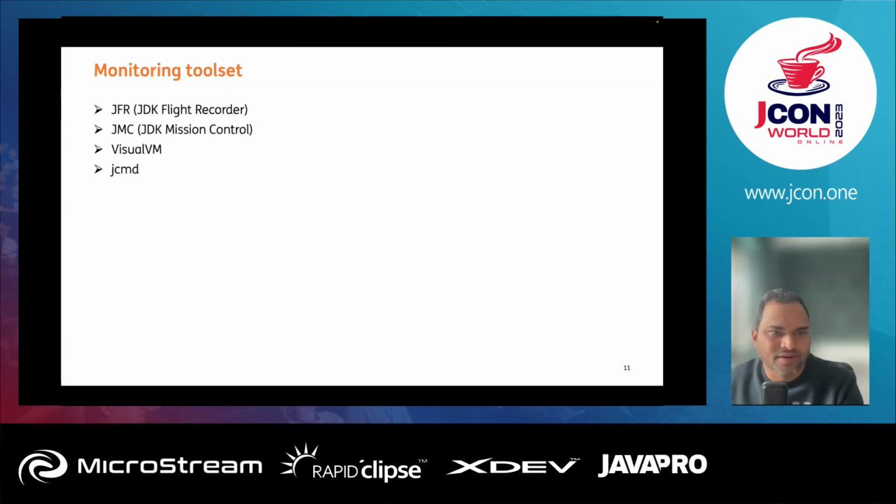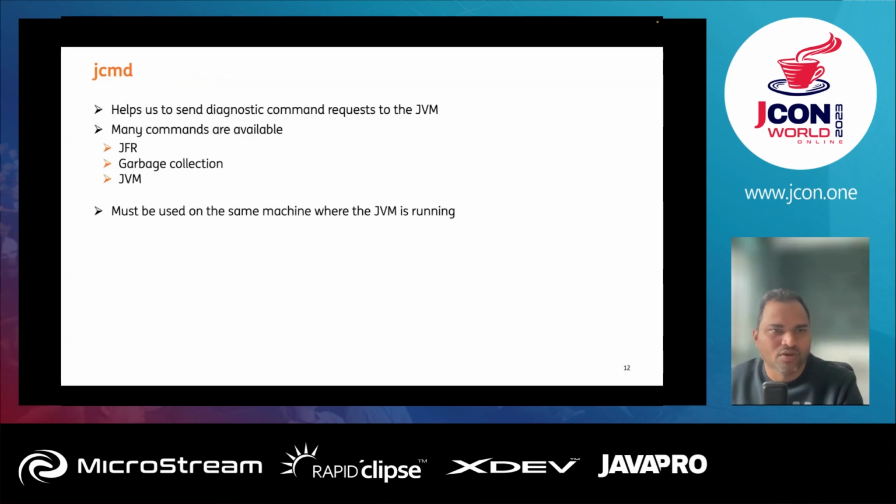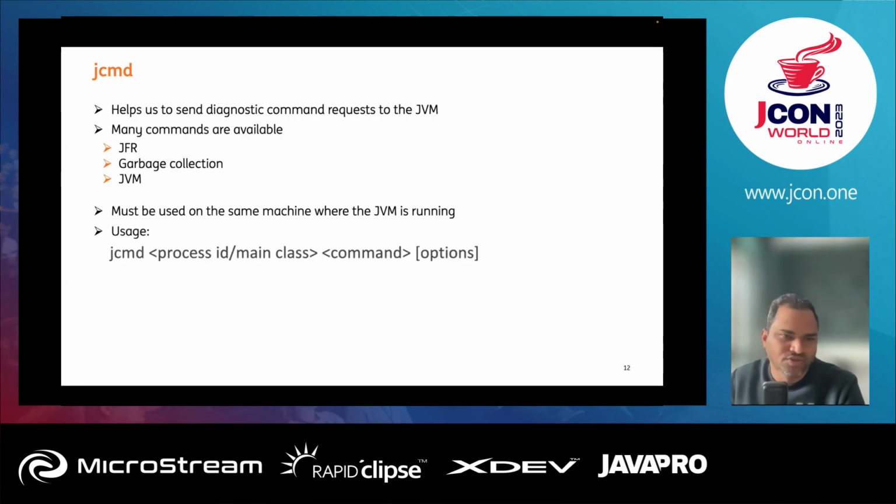So let's get started with the first tool, and that is JCMD or JCommand. So what does JCommand do? It helps us send diagnostic commands to the JVM or to the Java application, and it supports a lot of commands, and we'll see that in a bit. Some of them are related to JFR, some of them are related to garbage collection, and some are in general giving information about JVM. One thing is that JCommand must be used on the same machine where the JVM is running. And the way to use it is, you just use a command called JCMD and then pass process ID or main class, and then your actual command with some options.